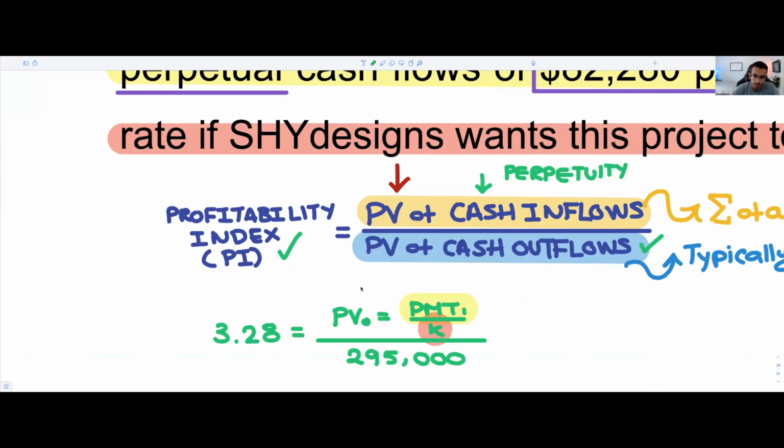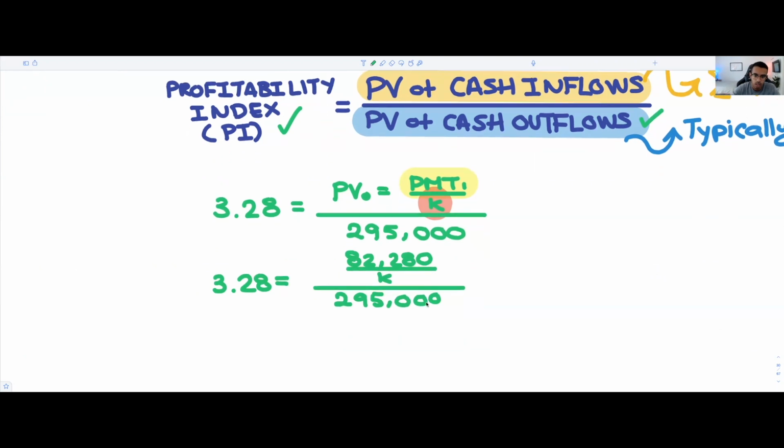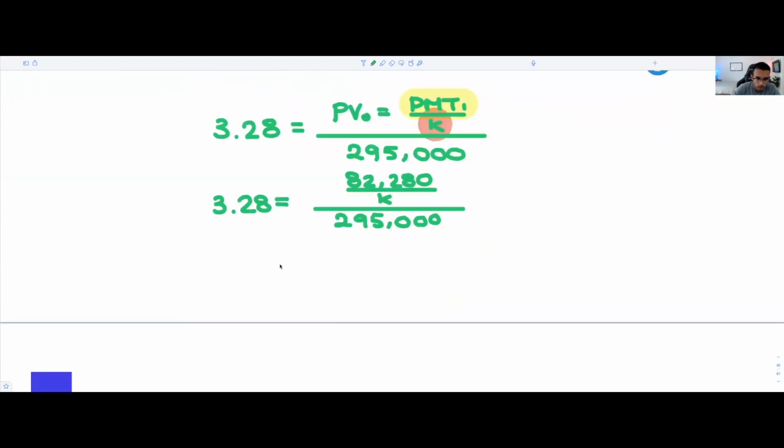So in this case, what we're going to do is 3.28 is equal to 82,280 divided by K, over $295,000. And then it becomes easy because you're just solving for this missing variable. So we're going to do it together. Why not? I'm open to it.